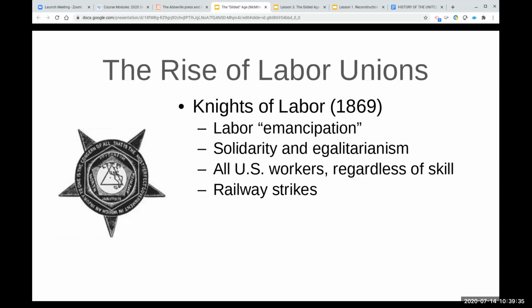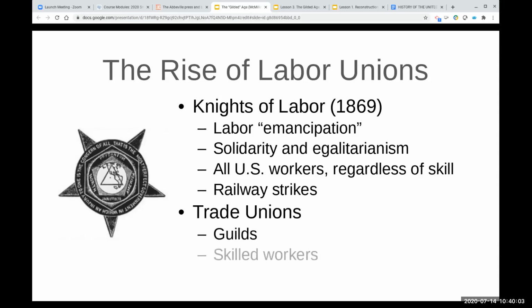The Knights of Labor starts to become quite powerful with these railway strikes, because just the threat of one of these massive strikes, with all workers standing down and not working, can have a grave effect on the economy and really can get workers what they want. Well, the Knights of Labor starts to become less and less popular as labor unrest increases during the late 19th century.